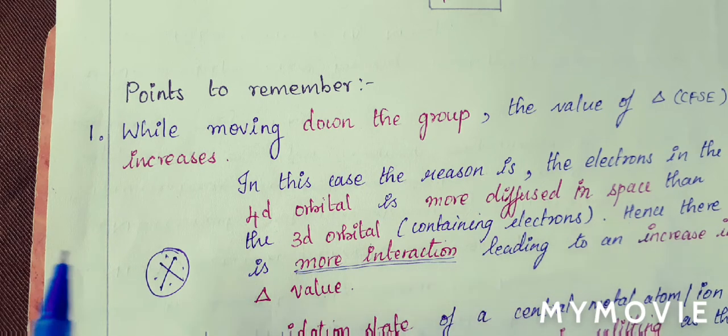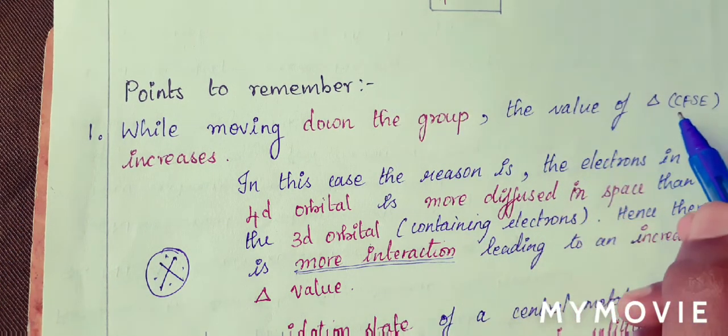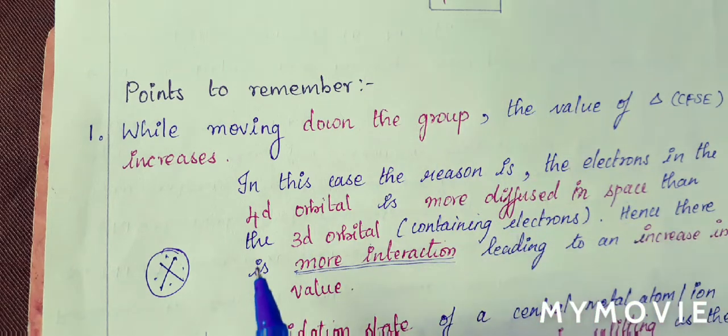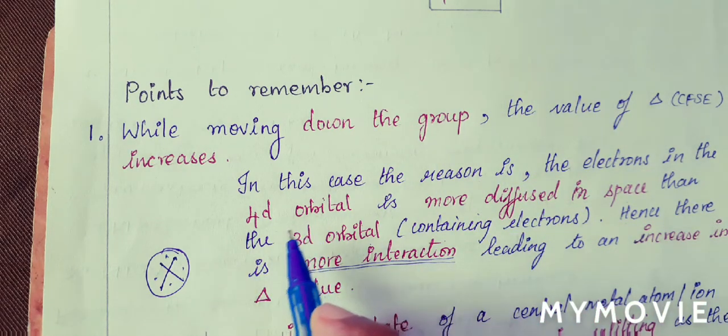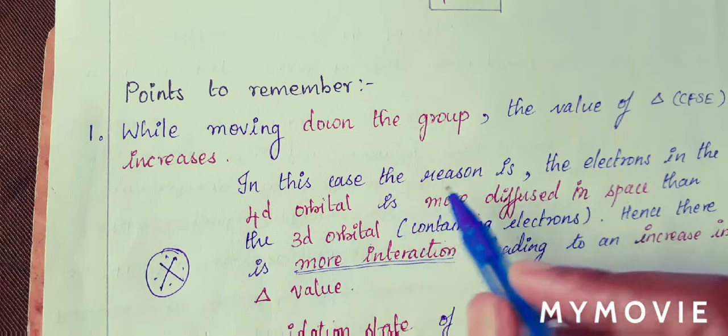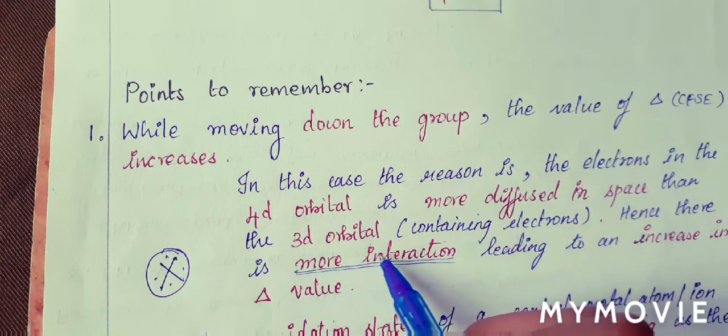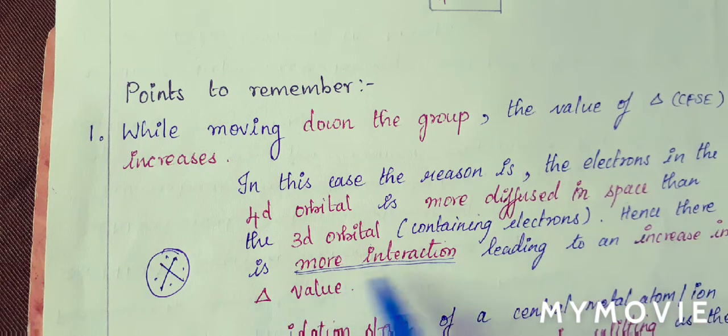I'm explaining this now. The periodic trend here is, when you move down the group, the value of the CFSE or delta increases. Why? Because when you compare 3d and 4d orbitals, the electrons in 4d orbitals are more diffused in space than the 3d orbitals. Hence, there is more interaction, leading to an increase in the delta value. It's a very important point that you should keep in mind.